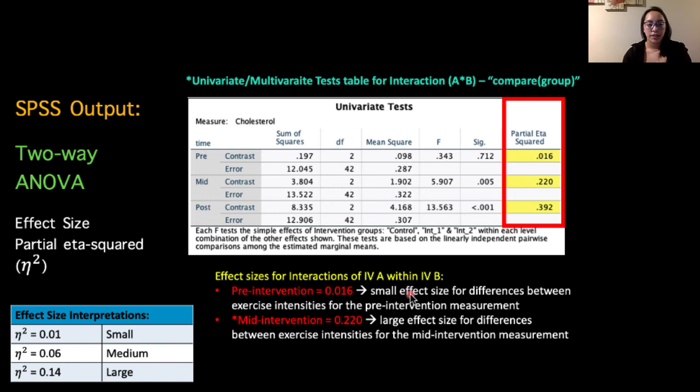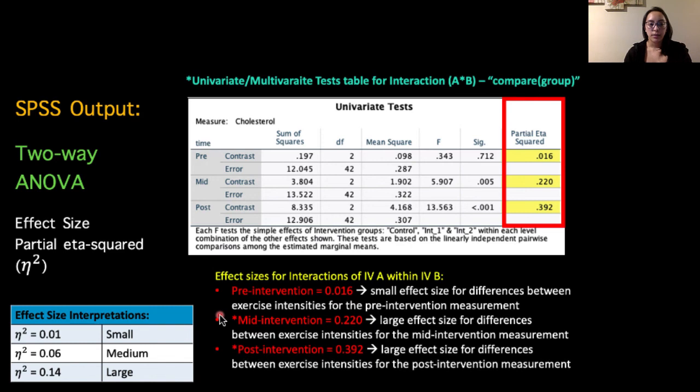Our mid-intervention had an effect size of 0.220, which is considered large. I put an asterisk next to our mid-intervention because that had significant pairs in that particular time point measure. And then our post-intervention similarly had significant pairs within that one. And our effect size in the table is listed as 0.392, which is also considered large.